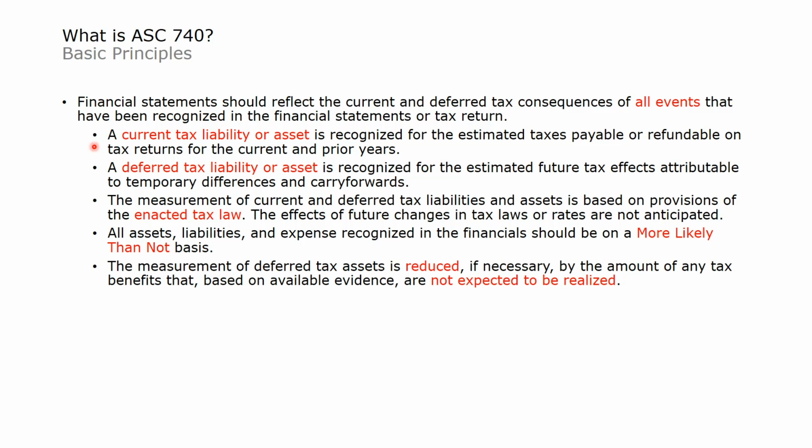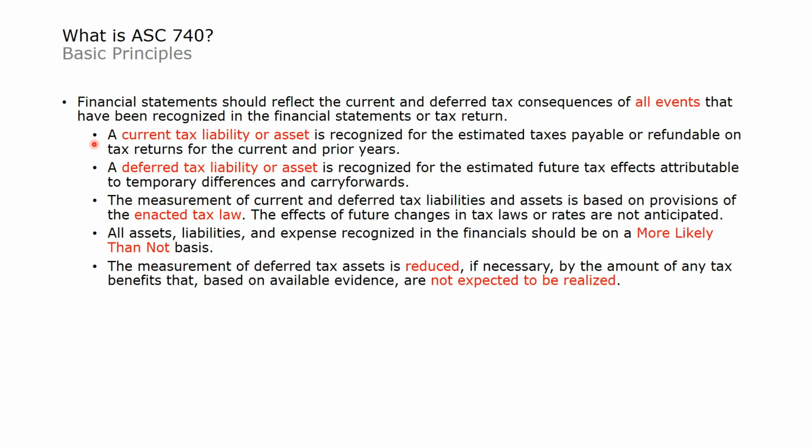So again, we want to calculate for all items that have been recognized in the financial statements. We need to account for our current tax liability or asset if we have some sort of refund or receivable, for all of the current tax returns and prior tax returns if we're waiting on a refund from the government, or if we're filing an amended return. Those are going to be prior year tax returns.